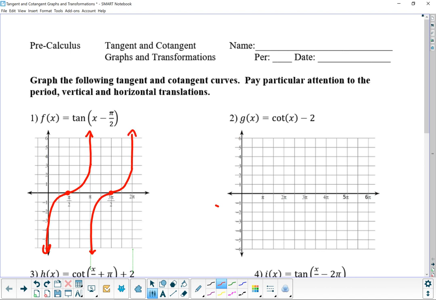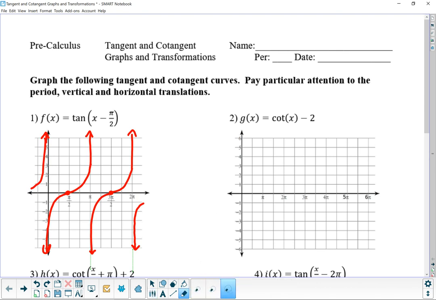Just like that. On this one, you might see a little bit over here. And on this one, you might see a little bit down here. That's about all you see.